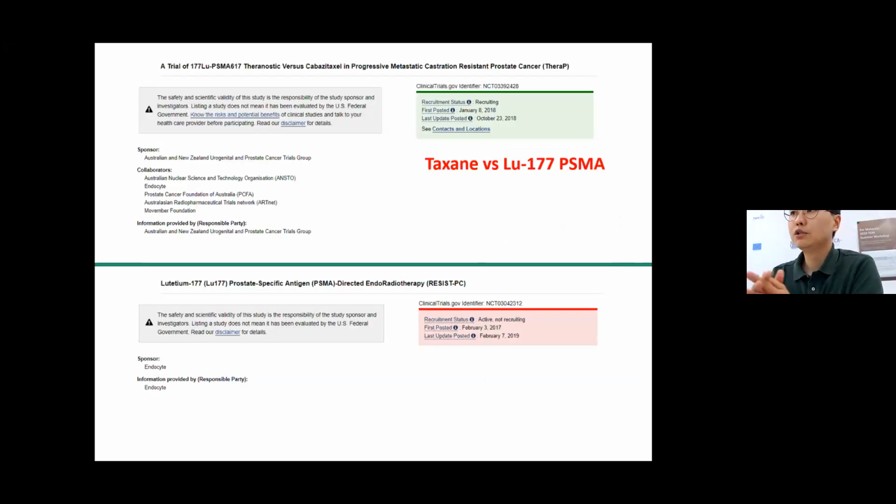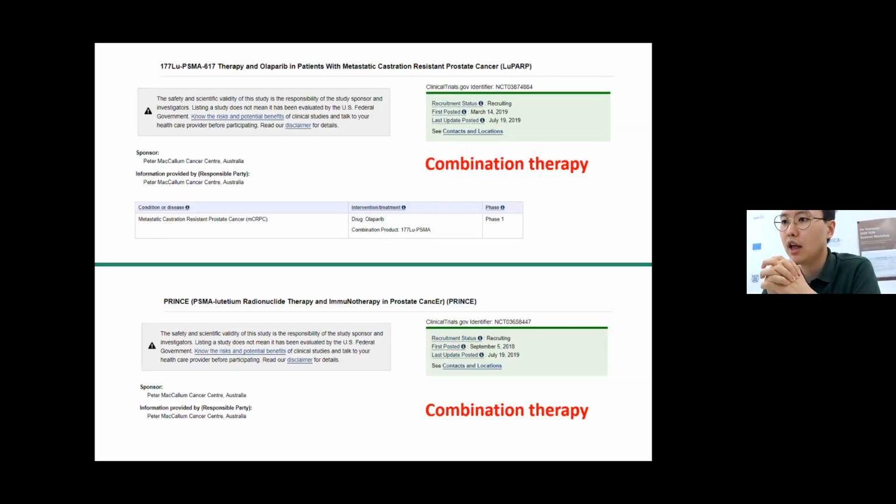There are also other studies comparing lutetium PSMA theranostics to the standard treatment, which is taxane-based chemotherapy. And as with lutetium DOTATATE, there are also combination therapies with a PARP inhibitor and combinations with immunotherapy.